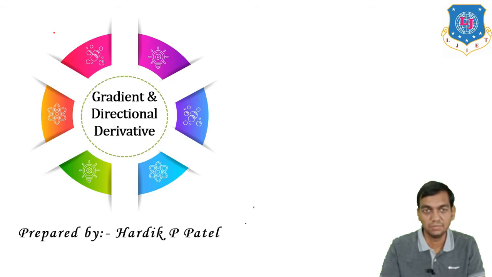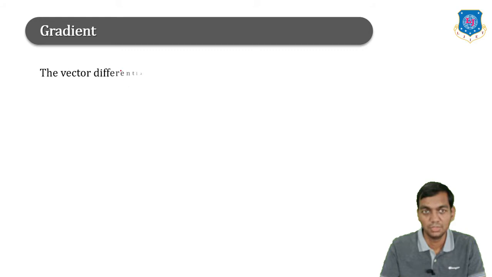In the last session, we have seen the basic properties of a vector. In today's session, we are going to define the gradient and the directional derivative of a vector. Now first of all, we are defining the gradient.